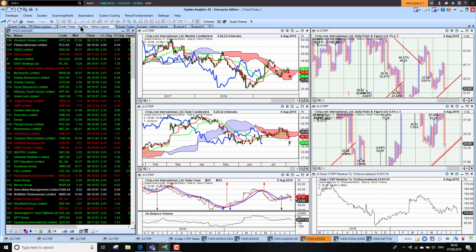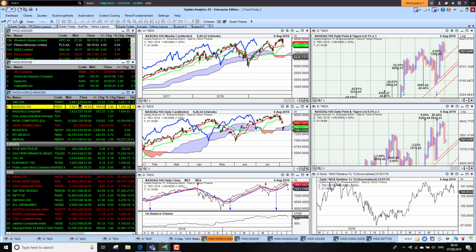Taking a look now at the individual stocks, we see that the world indices picture was fairly mixed. Most of the US markets were up quite strongly, and Europe, we've seen this morning, is flat to middling. Asia didn't really react because of that time difference.